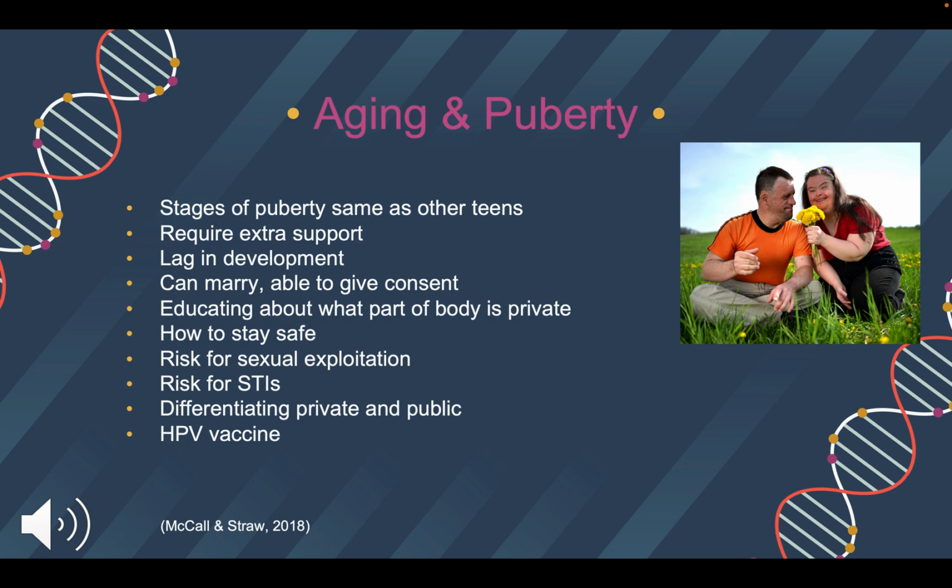They can marry if they're aged 18 years or older, as long as they can give consent. However, every individual is different in their capacity to give consent, make decisions, understand information, and communicate decisions. It's important to educate about what part of the body is private and how to stay safe. Teens who have Down syndrome are at risk for sexual exploitation and STIs.